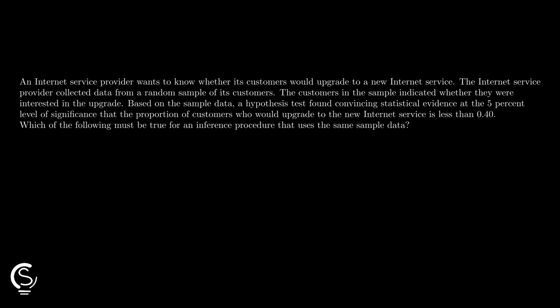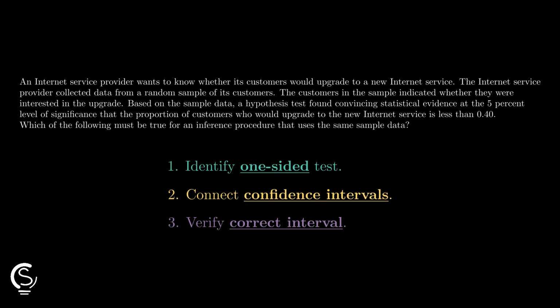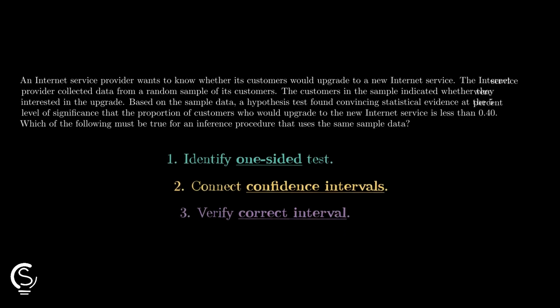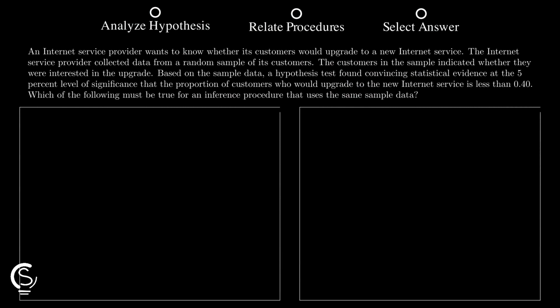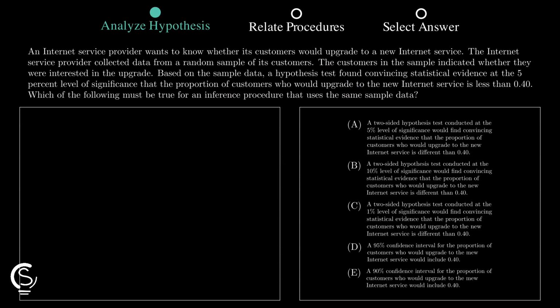Hypothesis testing questions often look tricky, but you can solve this one quickly by connecting the one-sided test results to the correct confidence interval right now. We found evidence that the proportion is less than 0.40 at the 5% level. This means the p-value for our one-sided test is less than 0.05.